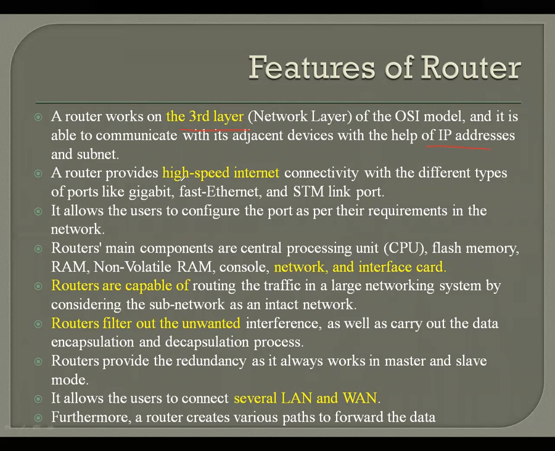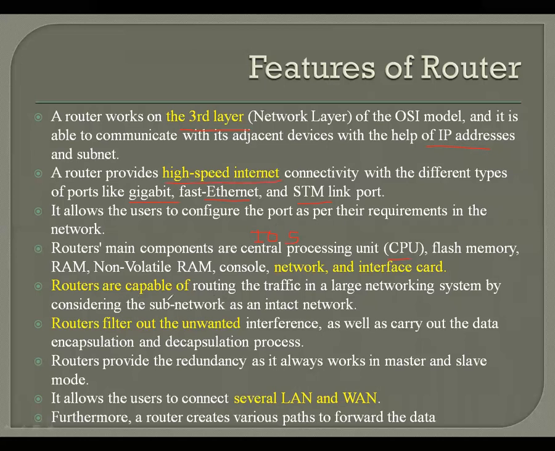A router provides high-speed internet connectivity with different types of ports like gigabit, fast Ethernet, STM, link port, etc. It allows the user to configure the port as per the requirement in the network. The router's main components are the central processing unit, flash memory, RAM, non-volatile RAM, console, and network interface card. Generally, a router has one IOS, that is Internetworking Operating System, where everything of the router is available. The router gets started gradually, and the router can be configured gradually, etc.